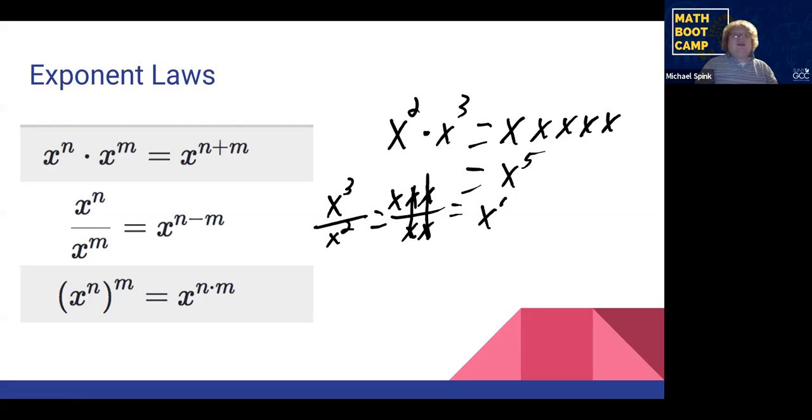But what if we have something like x squared to the 17th? You don't want to write out x squared 17 times. You could, but we could just add up 17 2's. 2 plus 2 plus 2. That's just multiplication. 2 times 17 is 34 in this case.